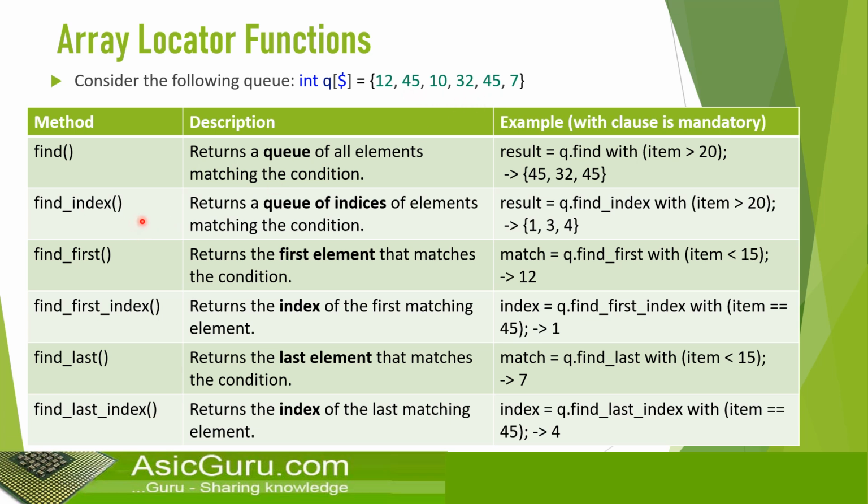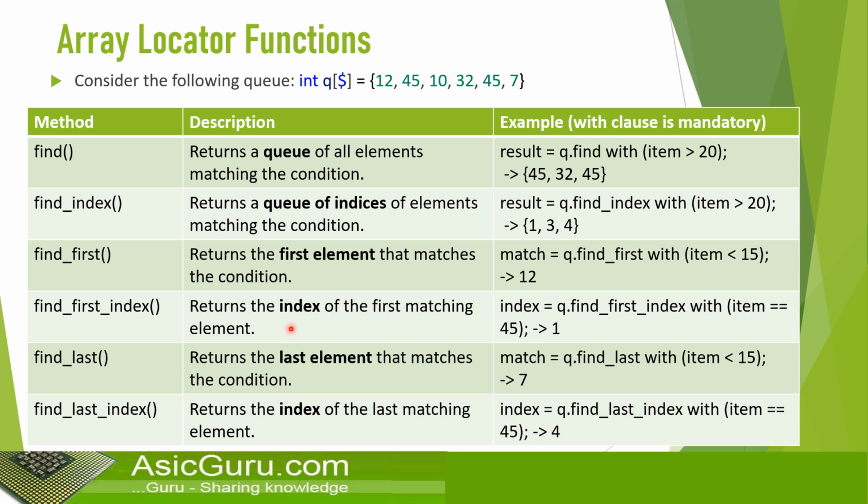Next we have find_index. It returns a queue of indices of all the elements that match the condition. For this example, it returns all those indices where the item value is greater than 20. So again, we have this value at index 1, then this value at index 3, and then index 4. Next, we have find_first. It returns the first element that matches the condition. For example, q.find_first with item less than 15. The first element that matches this condition is this one, so it returns 12.